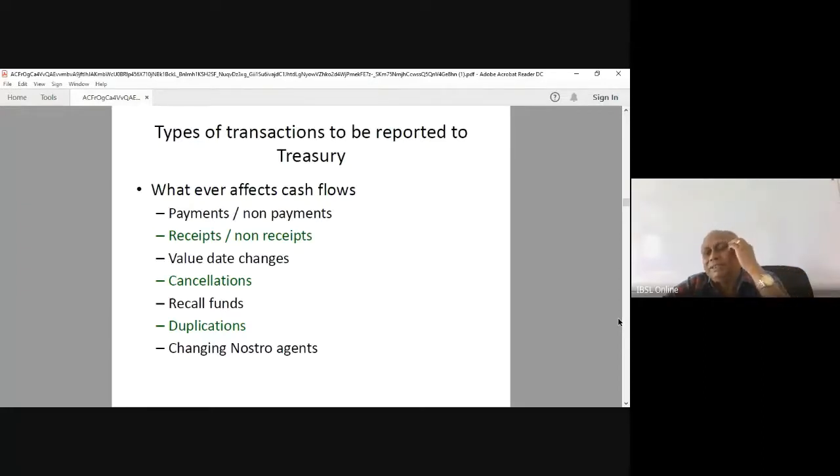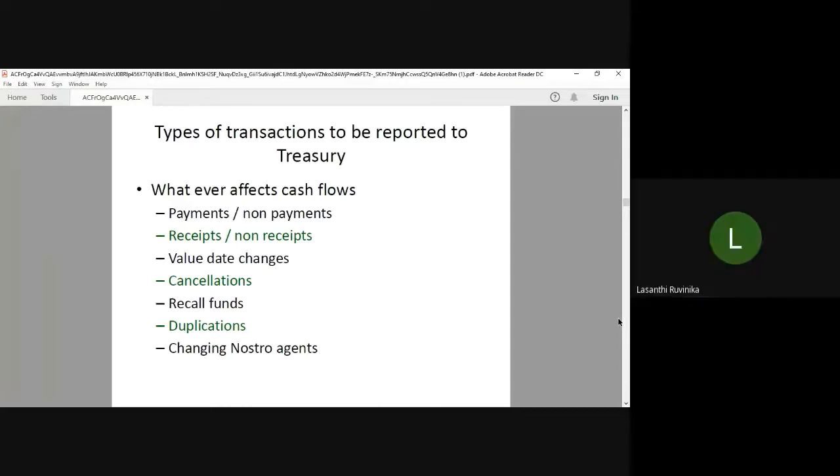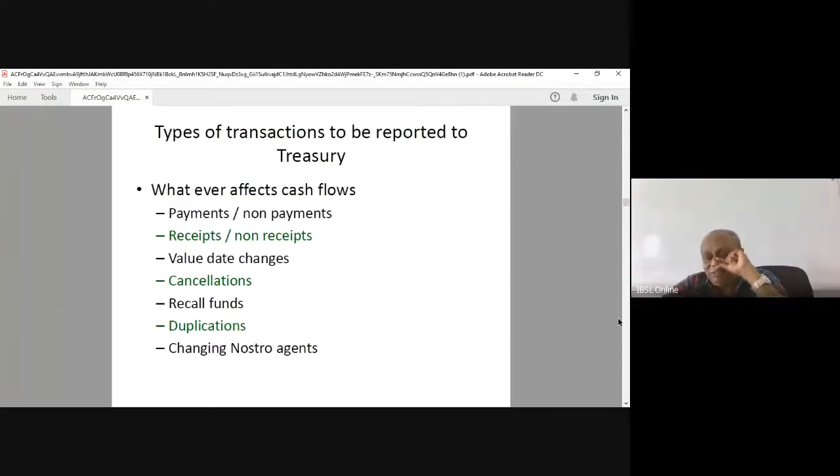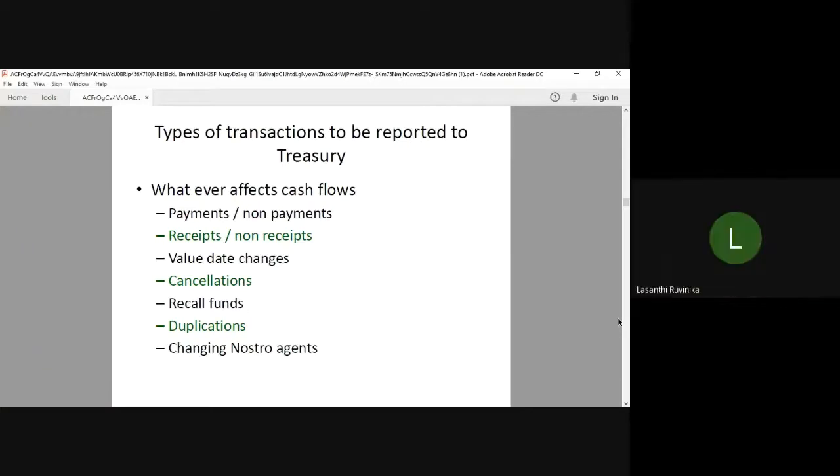What does a value date change mean? What is the repercussion if we change the value dates without informing Treasury? The bank won't be able to maintain those funds on that certain date.